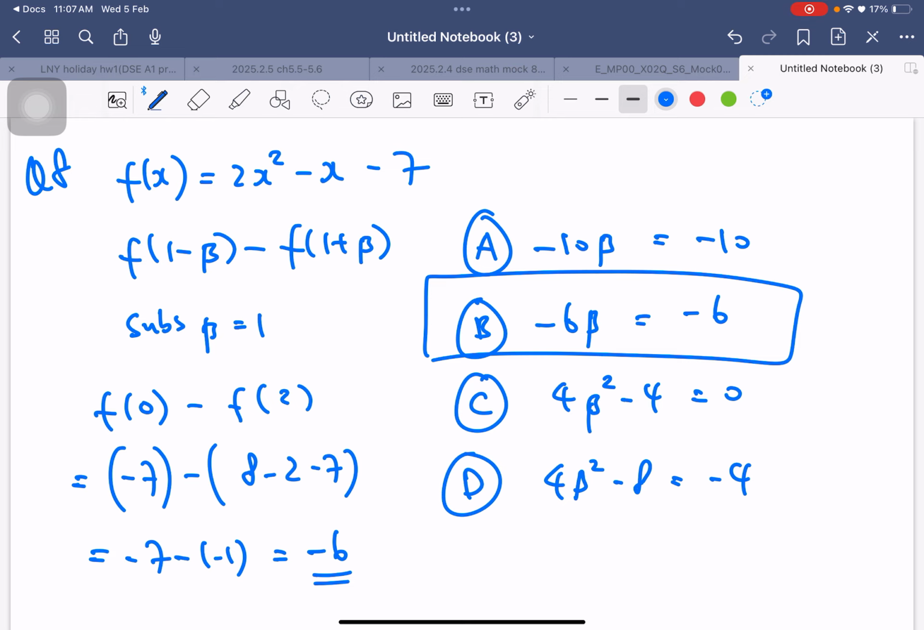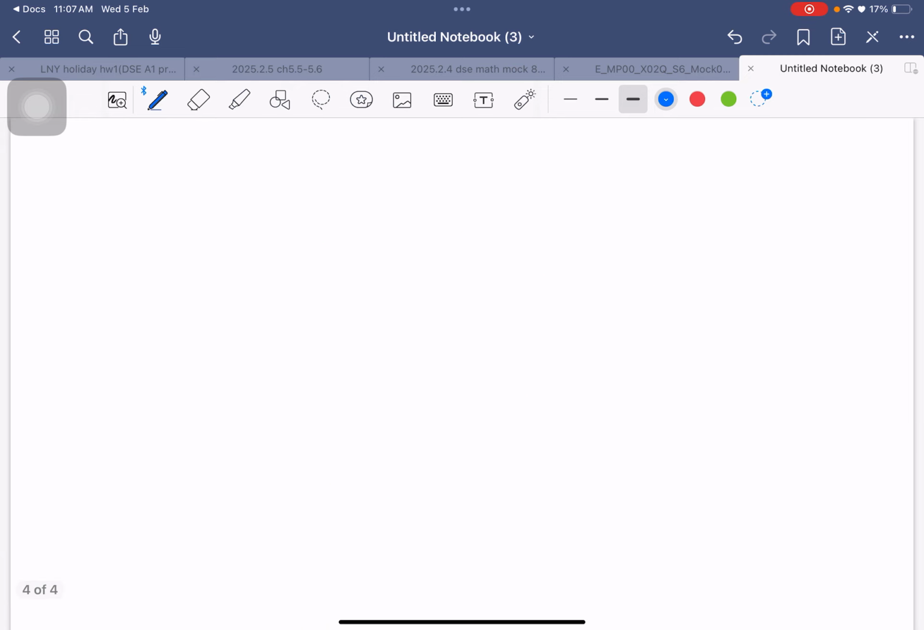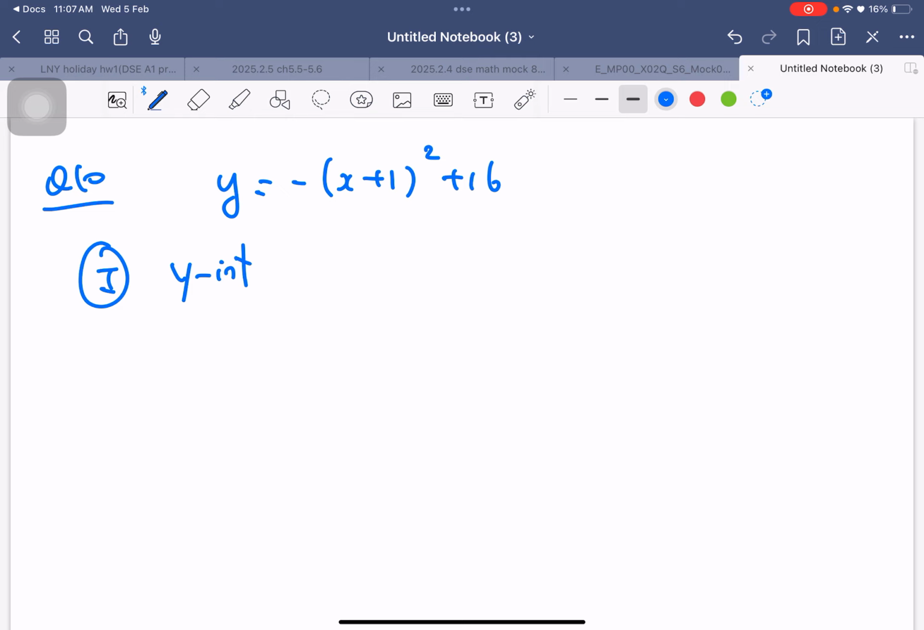Alright, question 10. We have y is equal to negative (x plus 1) squared plus 16. Which one is true? They're saying that for the first one, the y-intercept is equal to 15. Is this correct? How do we determine the y-intercept?